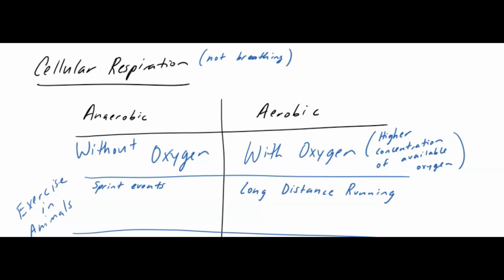The aerobic side is going to be our long distance running, the mile run, things like that. Now, that doesn't mean that if you're doing a long distance run that you're not going to have some anaerobic environment, maybe if you're sprinting at the beginning or the end, but by and large, those are considered aerobic activities.